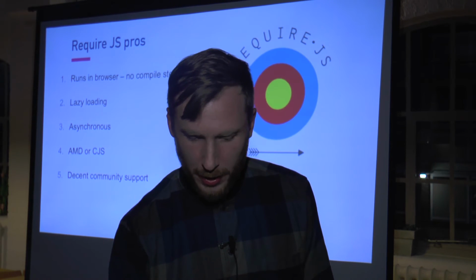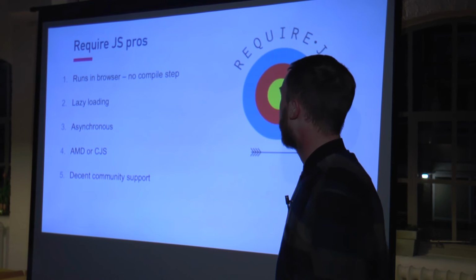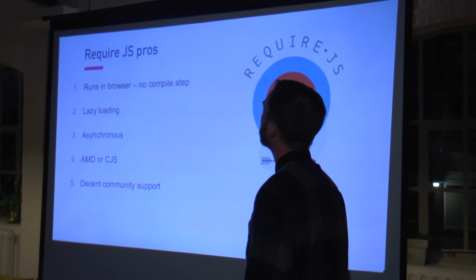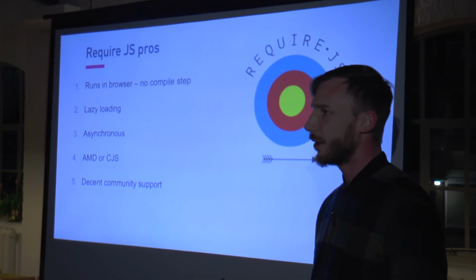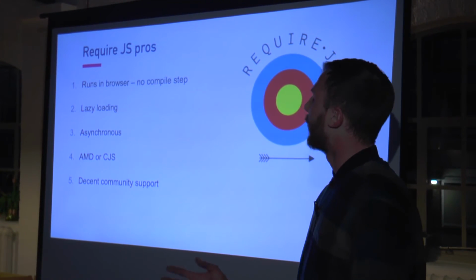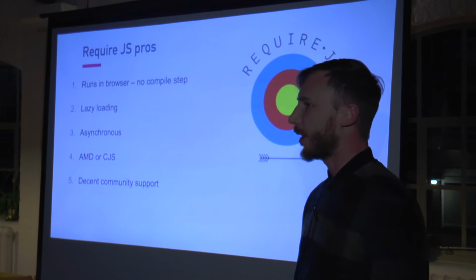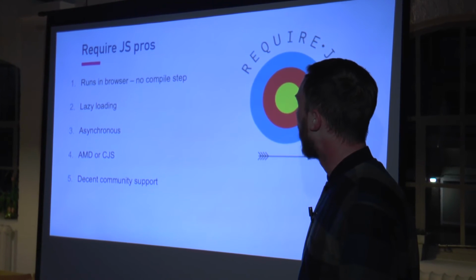So let's have a quick look at the loaders. First up, require, which largely uses the AMD pattern, but as I say, you can also do CJS. The nice thing about require is that it runs in the browser, so you can write a module and save it, and it will manage it for you. There's no build step, and it can lazy load things.